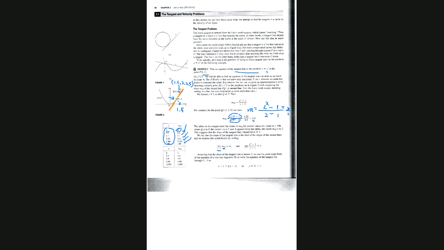Ian says they just try to make the 2 points as close as possible to the 1 point, and then use that to state the slope of the tangent. That's exactly right. That's what they're doing in this table.